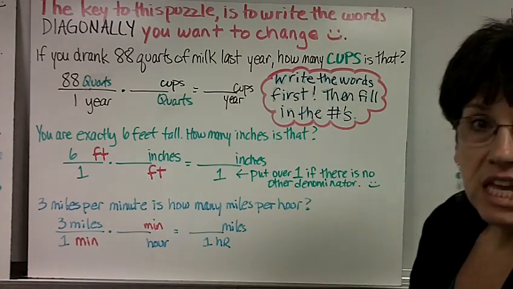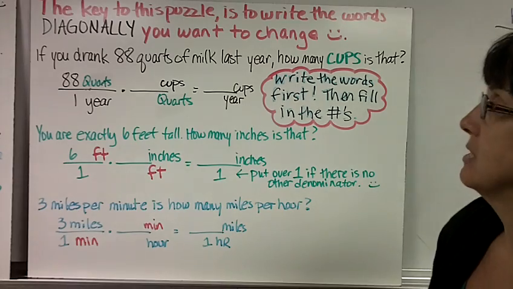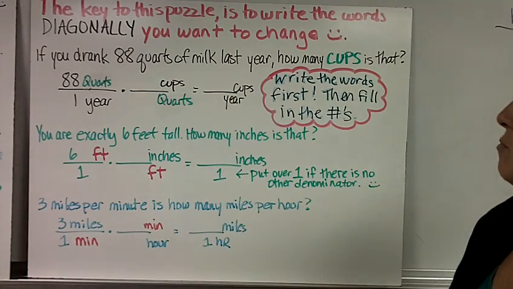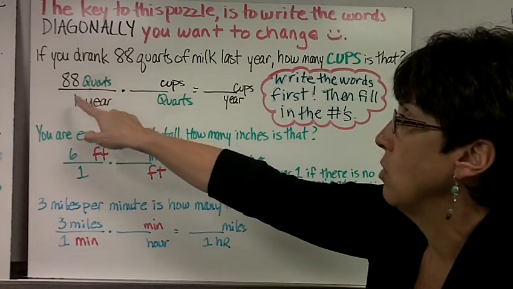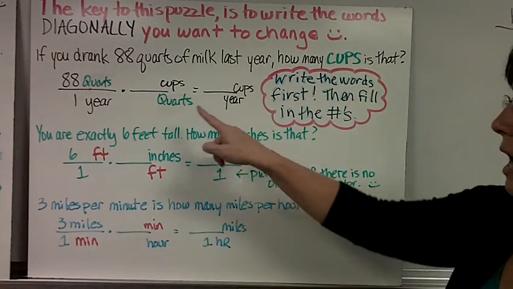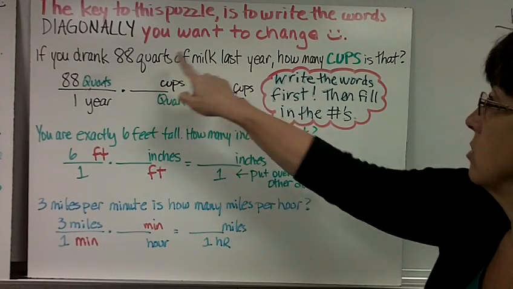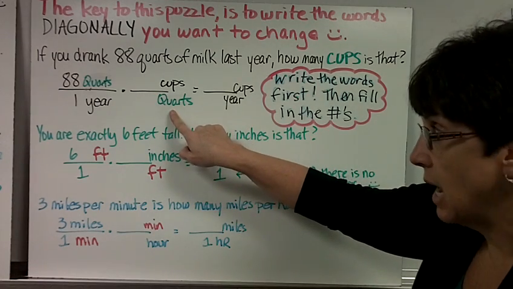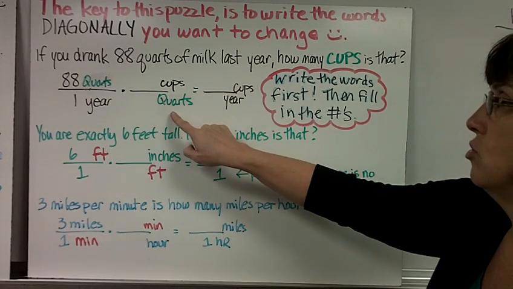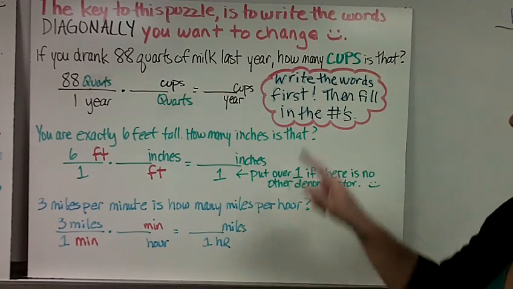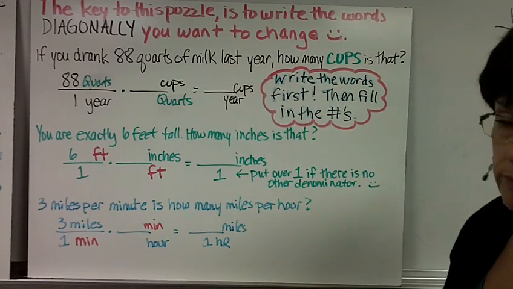So the key to this puzzle is to write the words diagonally that you want to change. And then it makes it fun. Well, if you drank 88 quarts of milk last year, how many cups is that? So I write down what I know, 88 quarts over 1 year, and then I write the word I want to change diagonally. So I want to change quarts to cups. So I write quarts diagonally. If it was in the numerator, I write it in the denominator. If it was in the denominator, I write it in the numerator. And I want to change that to cups. And I'm telling you, write the words first, then fill in the numbers. You don't have to write the answer first, but you have to write the problem words first.